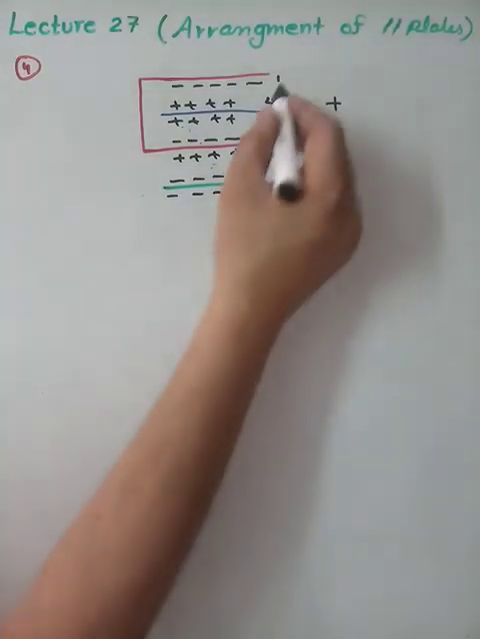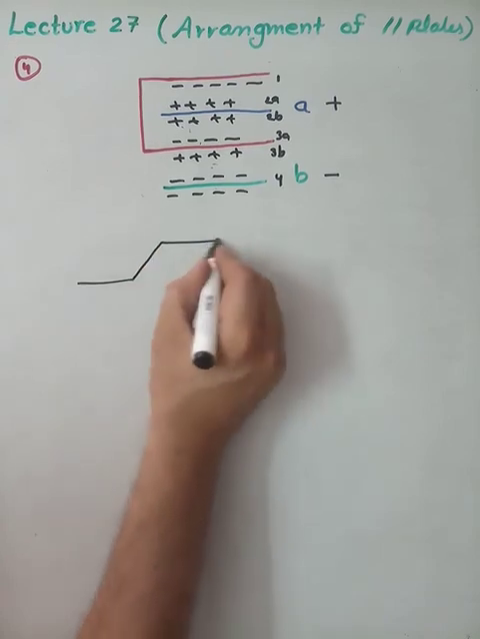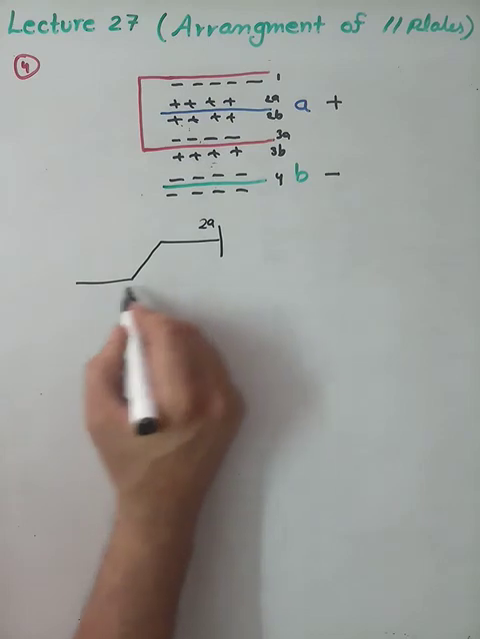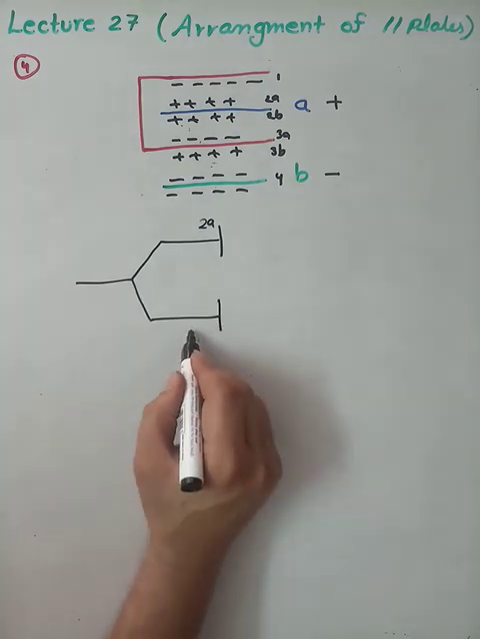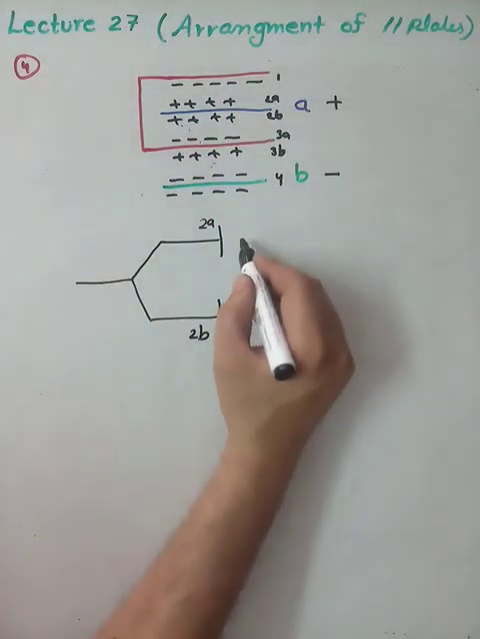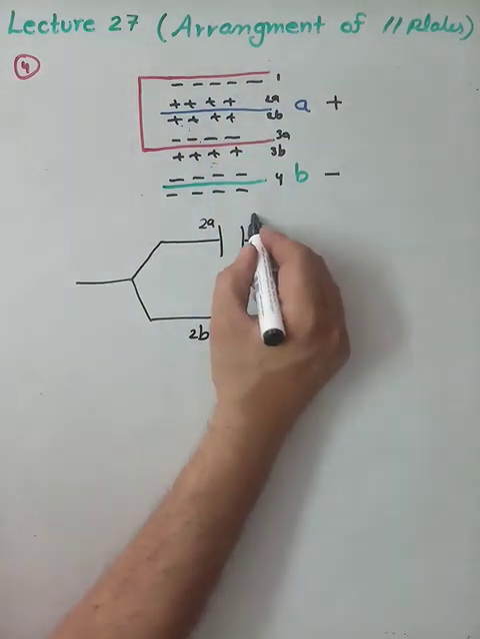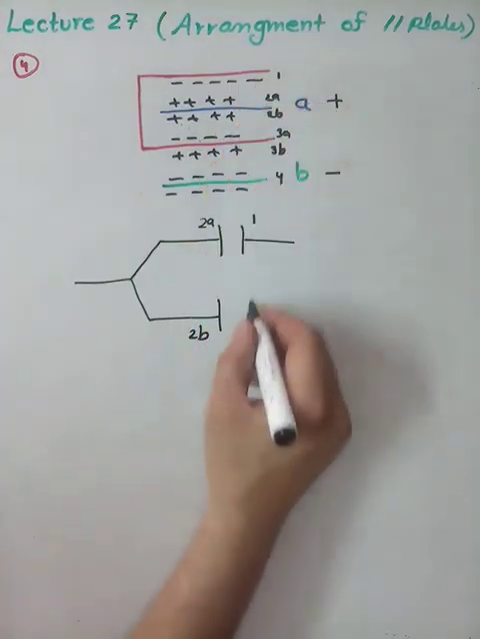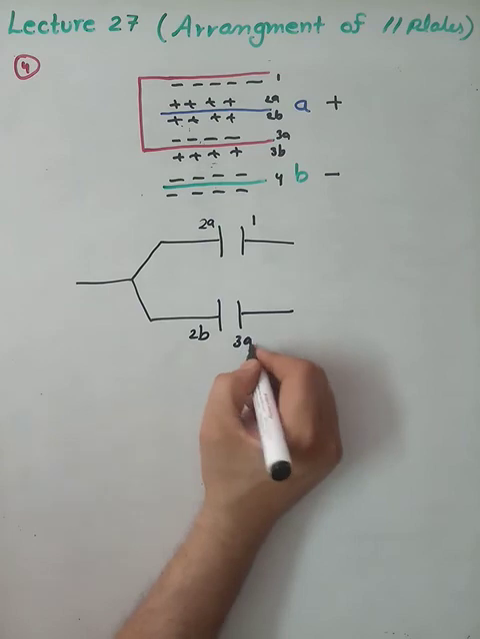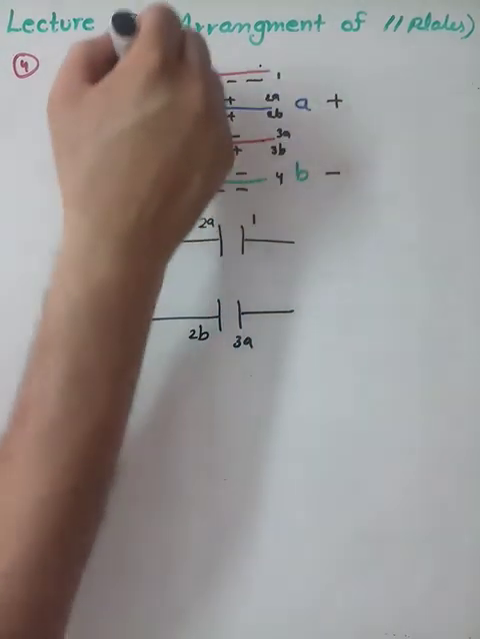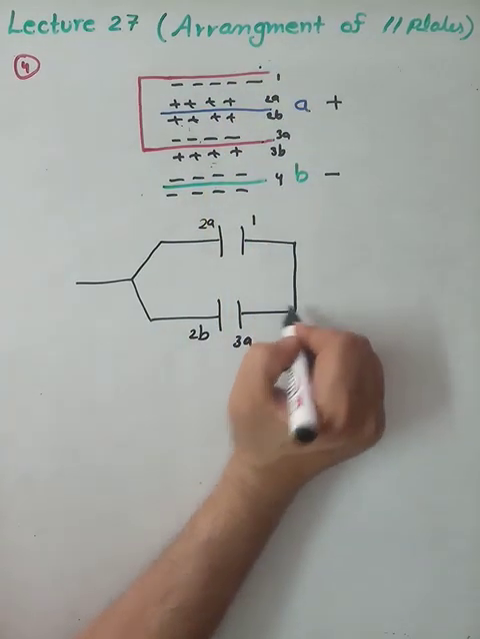Now with A, we have two plates connected. One is 2A and second is 2B. In front of 2A we have 1. In front of 2B we have 3A. Now 1 and 3A are interconnected.